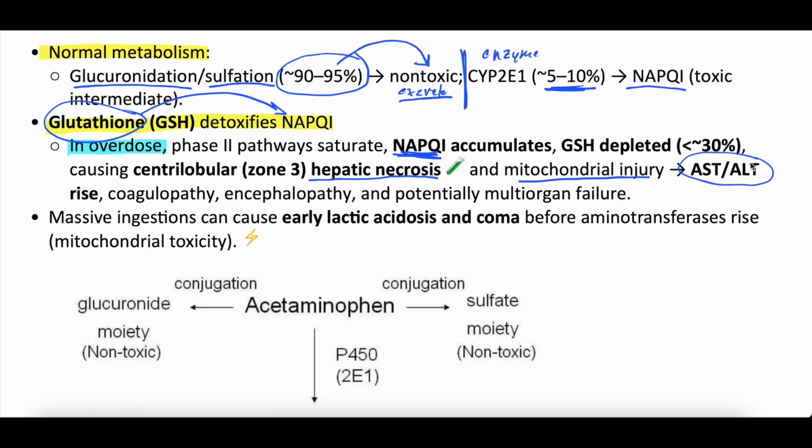AST and ALT, our liver enzymes, get elevated. Our blood starts to get coagulopathic, we get encephalopathic, and we can go into multi-organ failure. And this can lead to acute liver failure, which can lead to death even.